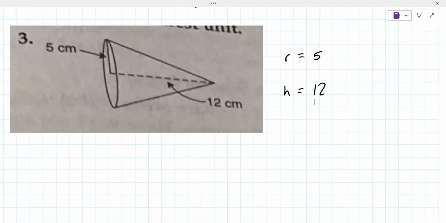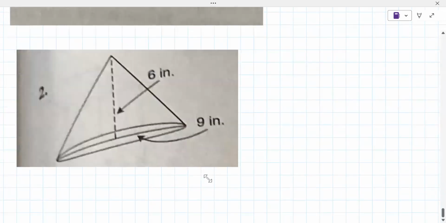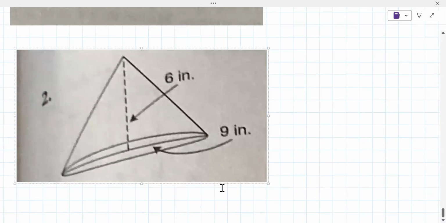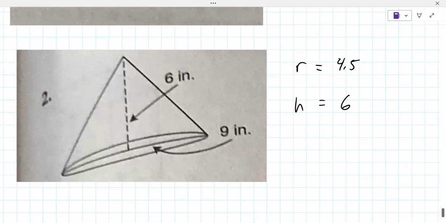So let's look at a couple more here. We'll just set them up. You can work on it later if you want. I don't know if this is the picture or the book or both, but this is one ugly cone. It looks more like a triangle. What is the radius and what is the height in this problem? Would the radius be 4.5? Yes. And what is the height? The height is 6. Good. Okay, and one more here.